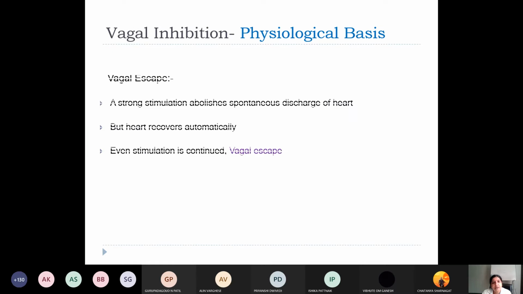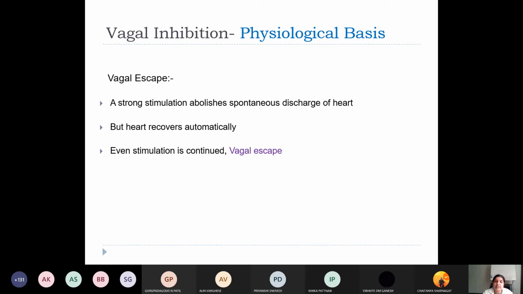Next, vagal escape means the heart stops again for a brief period of time and then resumes contracting again. For the heart to stop when you stimulate the vagus, the stimulus should be strong, right? That means a threshold level stimulus. It should not be a sub-threshold stimulus. So a strong stimulation abolishes the spontaneous discharge of the heart through the potassium channel, the decrease in calcium channel opening and the decrease in cyclic AMP.